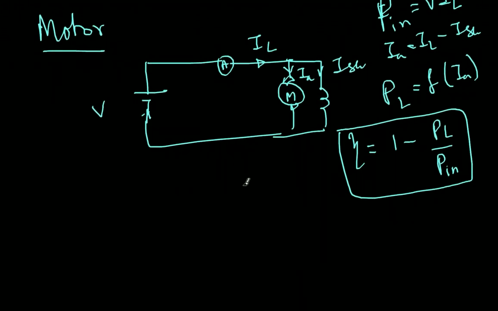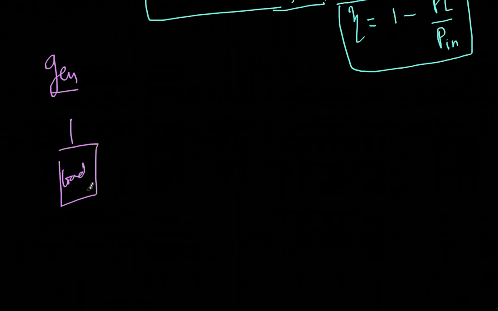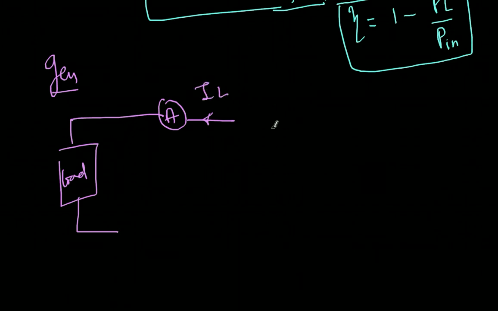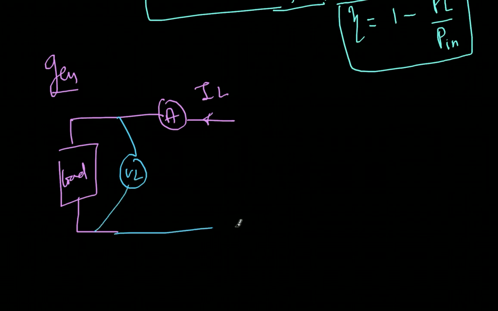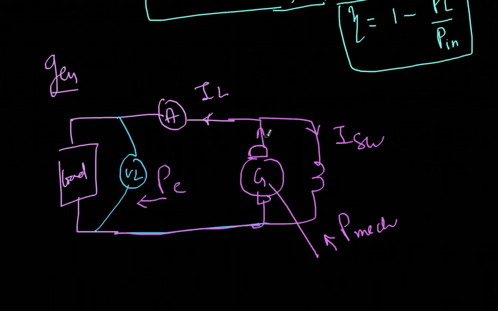Now what happens in the case of generator? You have a generator, and here there is a load. You measure the load current, this is IL, and you measure the load voltage. Let me complete the circuit again. This is the generator, this is ISH, this is the mechanical input, and this is the electrical output as you have seen. In this case, what is the IA? IA will be nothing but ISH plus IL. You measure IL and ISH, and add these two to get IA.